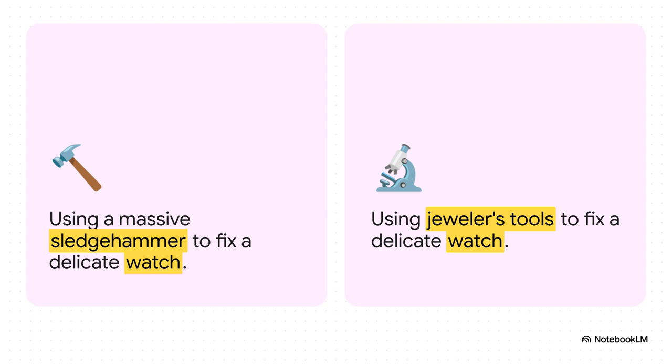Think of it like this. You never, ever use a sledgehammer to fix a delicate watch, right? The problem isn't that the sledgehammer isn't powerful. It's that it is the completely, totally wrong tool for that job. And way too often we treat AI like this one-size-fits-all magic sledgehammer for every problem, when what we really need is a whole set of precision tools.